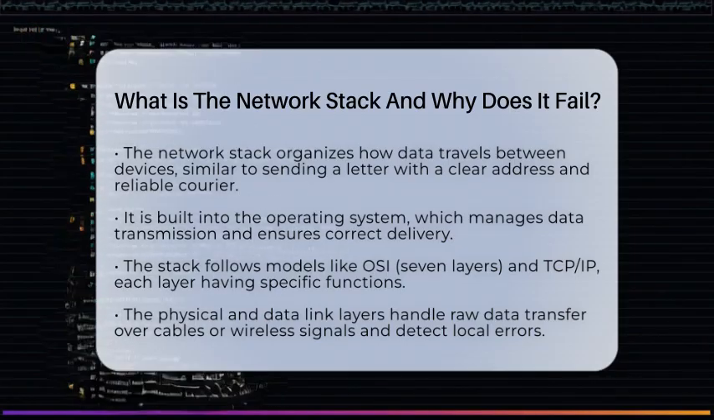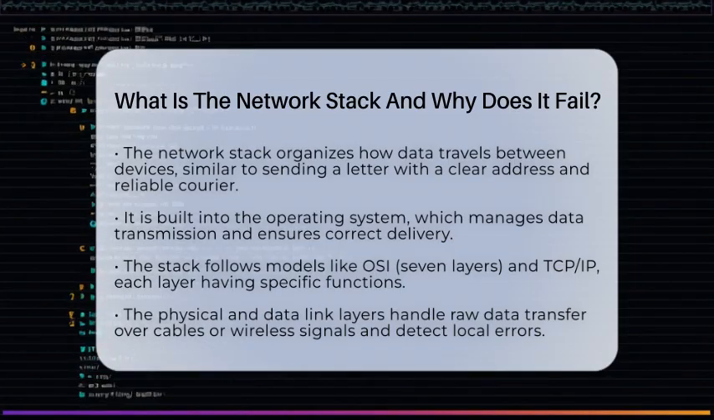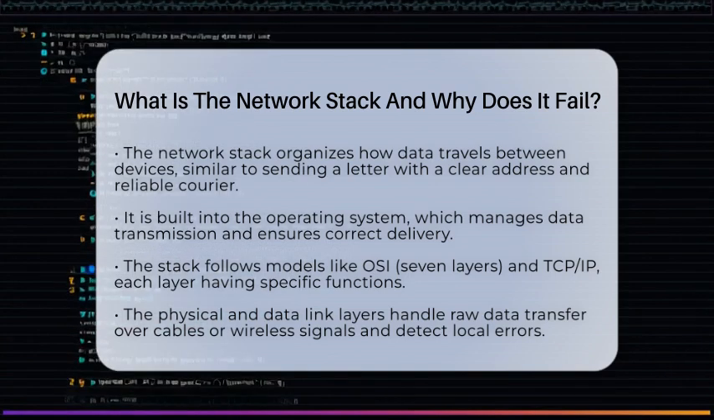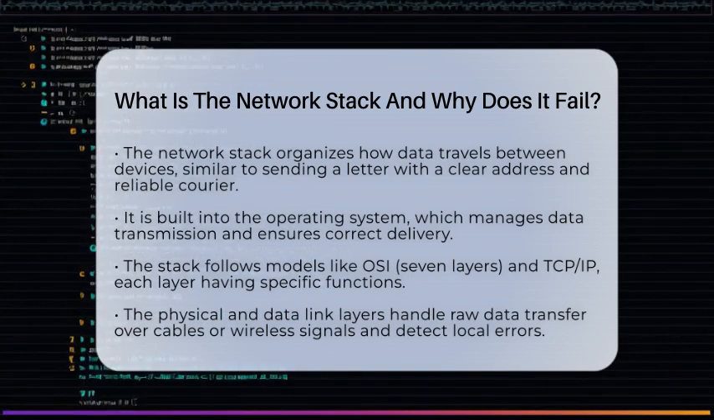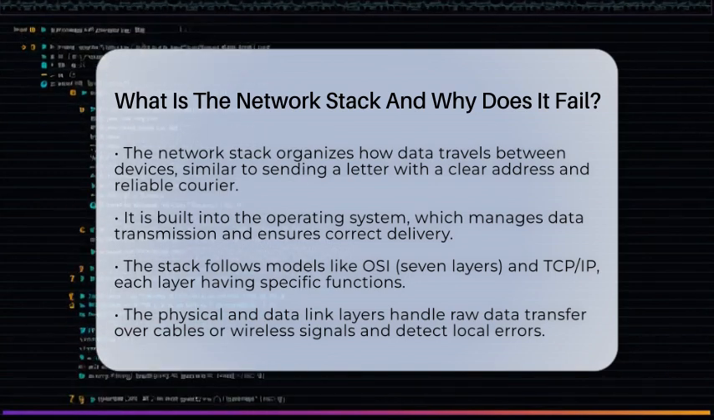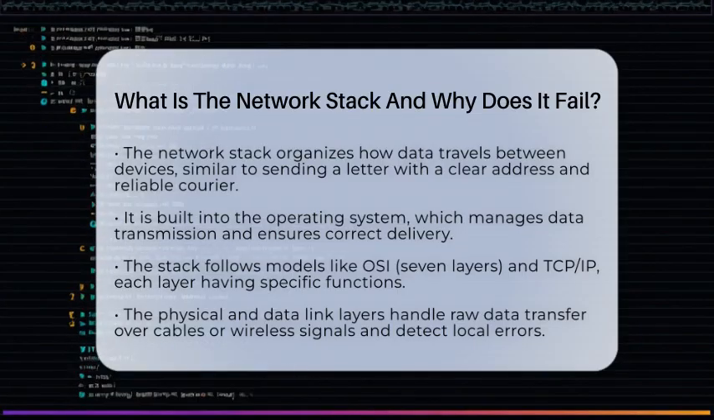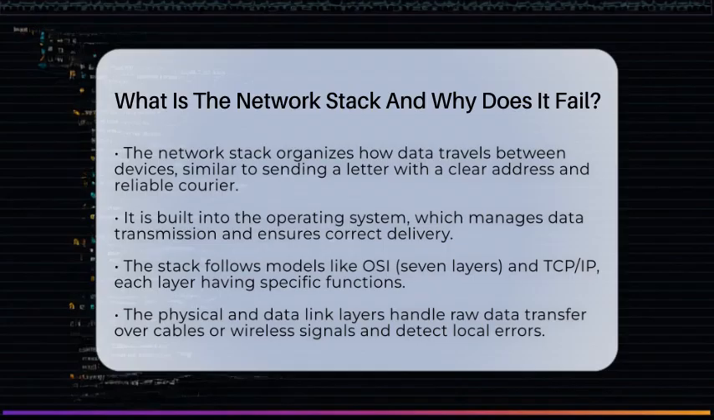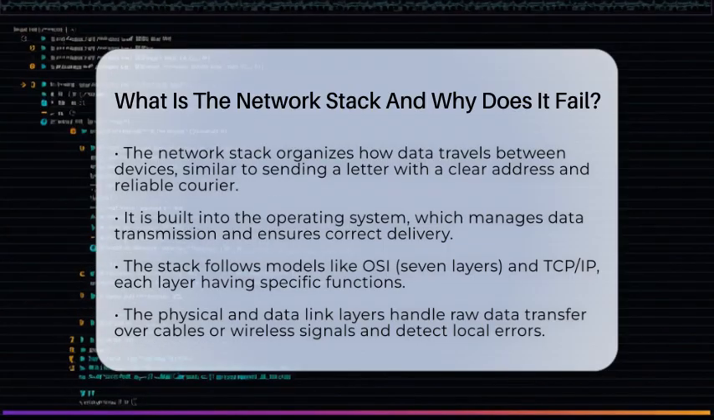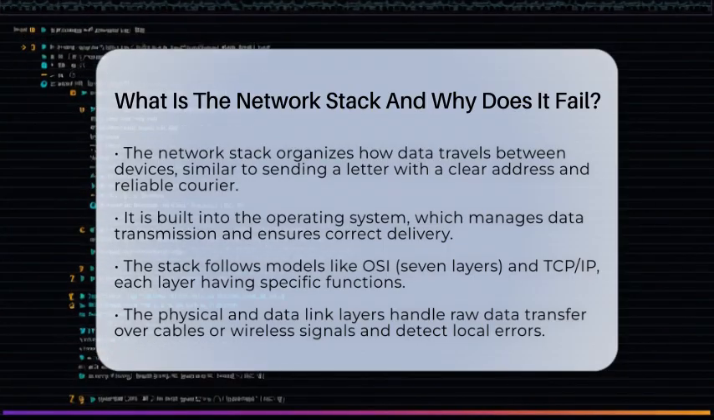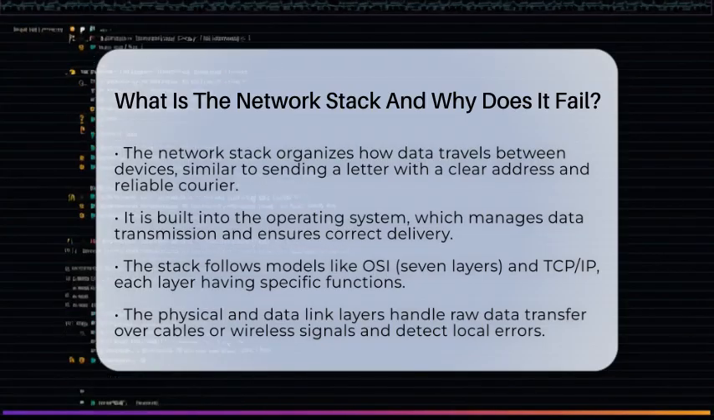It is built into the operating system, which is the main software running your computer or phone. This layered system makes sure data is sent correctly and reaches the right destination. The network stack follows models like the Open Systems Interconnection model or the TCP/IP model. The OSI model has 7 layers, each with specific jobs.